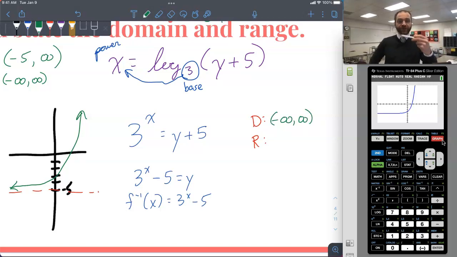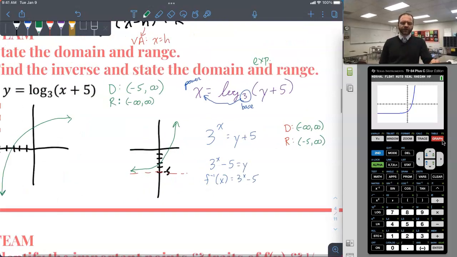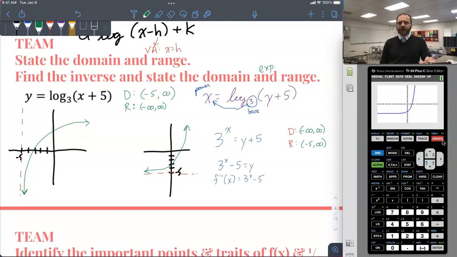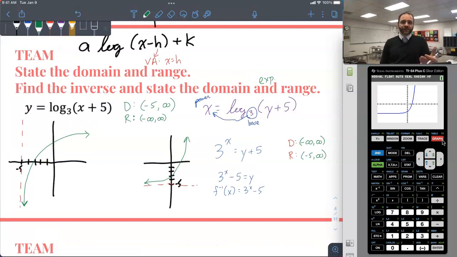What about the range? Well, there's an asymptote there. The asymptote's at -5, and it's an asymptote. It can't touch it, so it's -5 to infinity. Now, hold on a second. The logarithmic function had a vertical asymptote at -5. Our exponential function had a horizontal asymptote at -5. Horizontals and verticals are inverses of each other. It makes sense. Vertical asymptote, x equals -5. Horizontal asymptote, y equals -5.